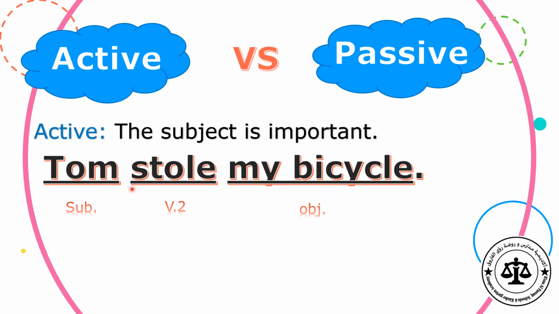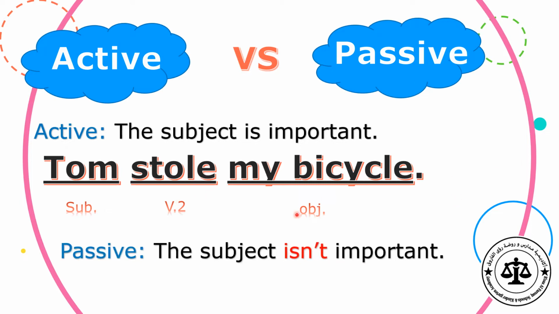This sentence is active because the subject is important and we start our sentence by using the subject. And the verb here, verb 2. Okay? But in passive voice, the subject isn't important. غير مهم.